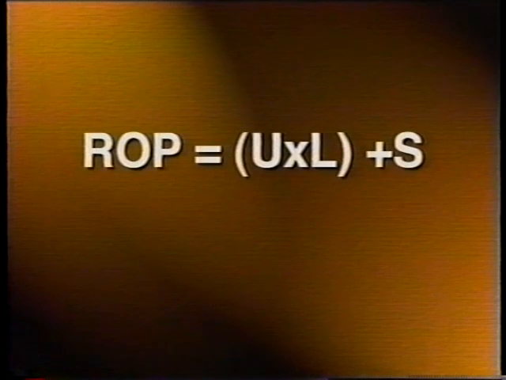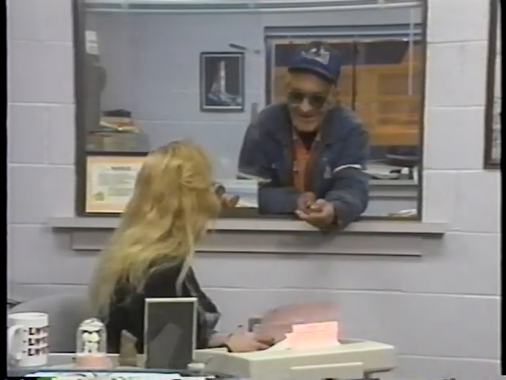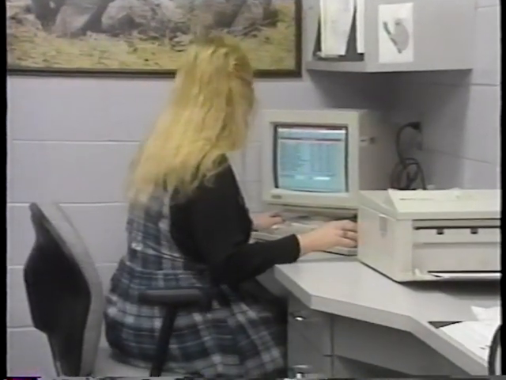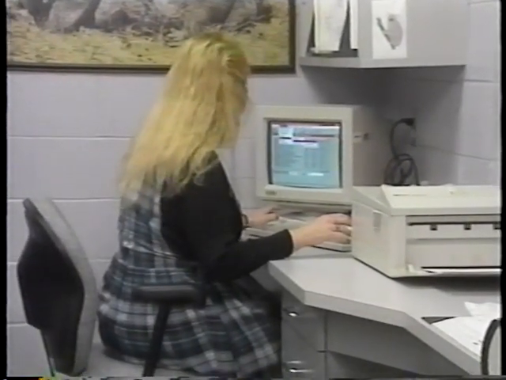The formula for computing the ROP is ROP equals U times L plus S, where U equals average number of parts used monthly, L equals average vendor lead time in months, and S equals safety stock level. The ROP is normally calculated after there is sufficient historical usage data. Initially, however, a reasonable estimate will have to be made based on experience.